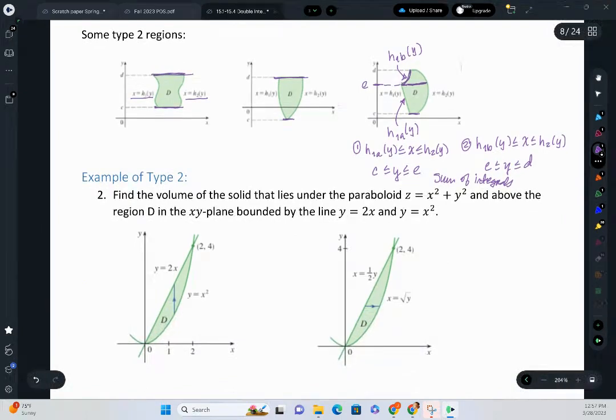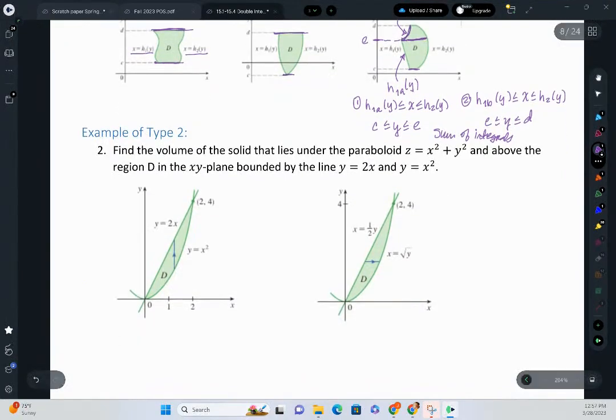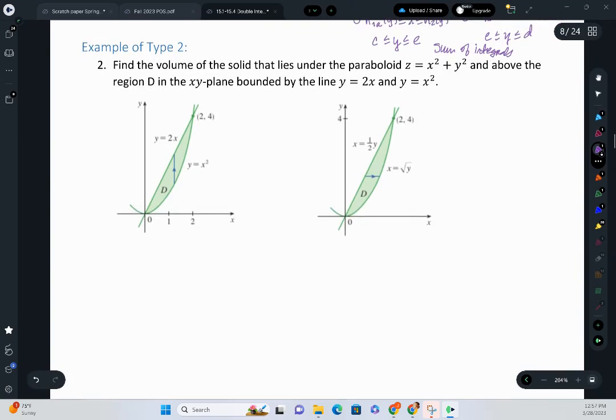Okay, so let's look at an example of a type 2. And in this particular problem, we have two pictures to show you how to go from a type 1 to get to a type 2. Okay, so in this problem, we're asked to find the volume of the solid that lies under the paraboloid z equals x squared plus y squared and above the region D in the xy plane, bounded by the lines y equals 2x and y equals x squared.